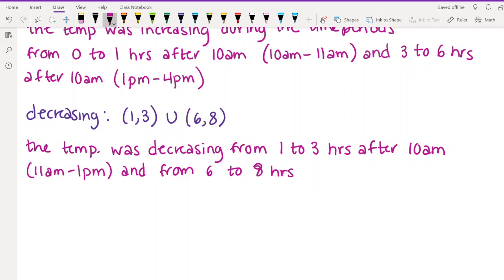8 hours after 10 a.m. And so that would be from 4 to 6 p.m.